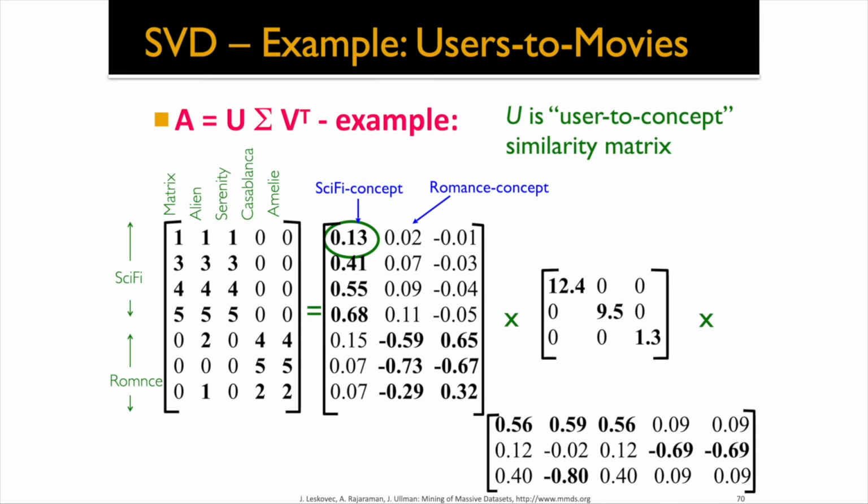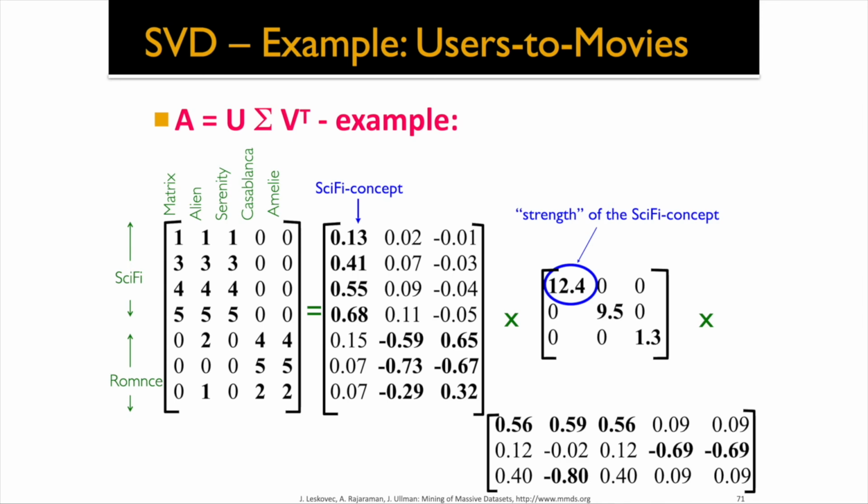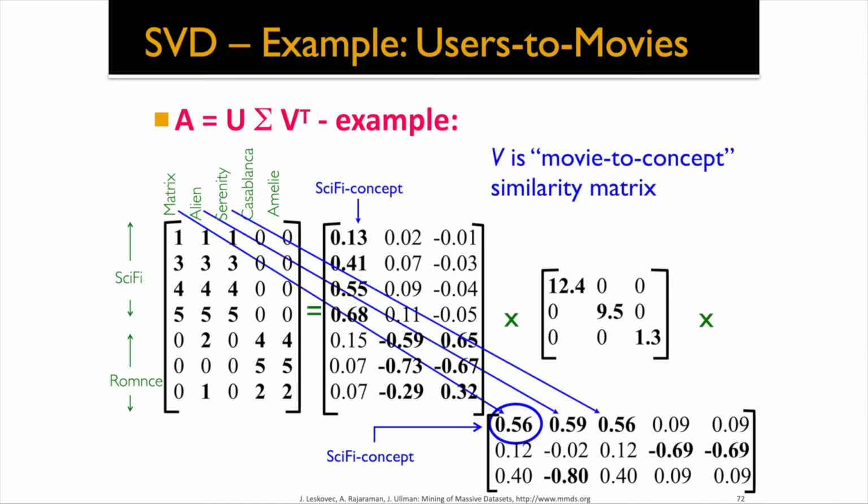So what this says is this first user in the first row has an interest in the sci-fi concept of about 0.13. Maybe it's not necessarily clear whether that's high or low, but we can say that that's a high value for that row. So that user clearly seems to be more interested in the sci-fi concept than they are in the romance concept. This strength value, or this first value in our sigma matrix, tells us how strong this sci-fi concept is, or how much variation there is in this sci-fi concept.